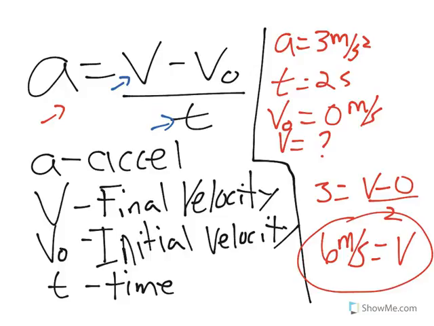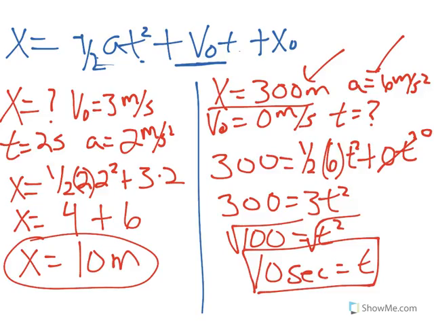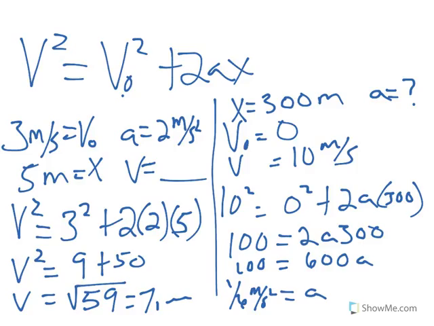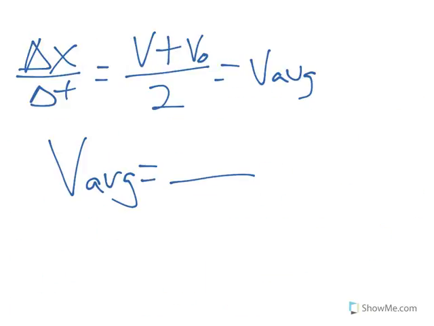You've got a is equal to v minus v naught over t. You've got x is equal to 1/2 at squared plus v naught t plus x naught. You've got v squared equals v naught squared plus 2ax. And lastly, but not least, actually this probably is the least, you've got this one, which is delta x over delta t equals v plus v naught over 2 equals the average velocity.